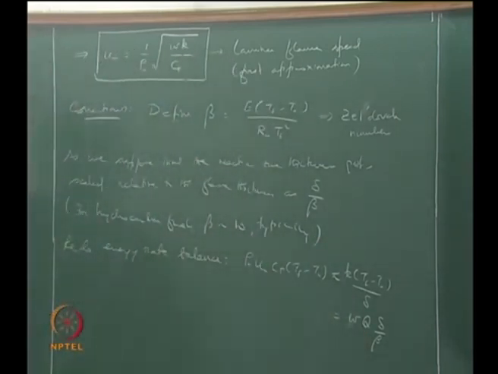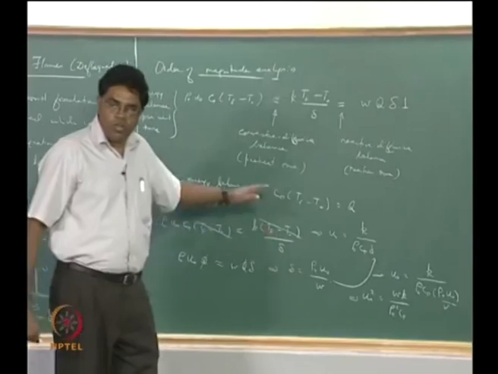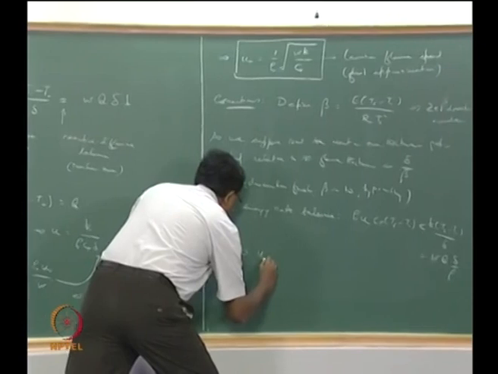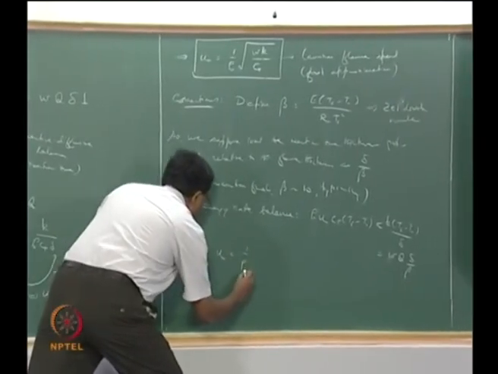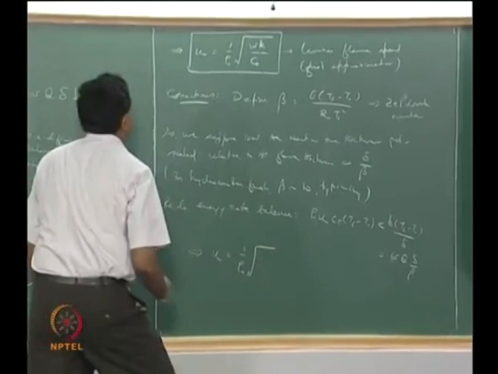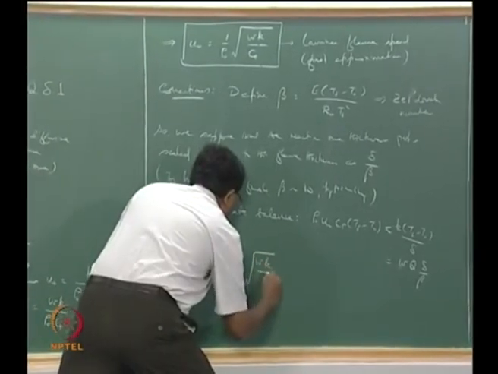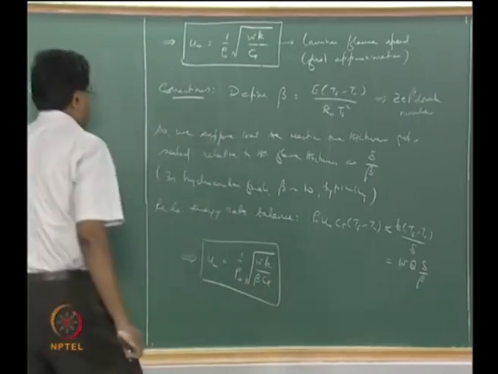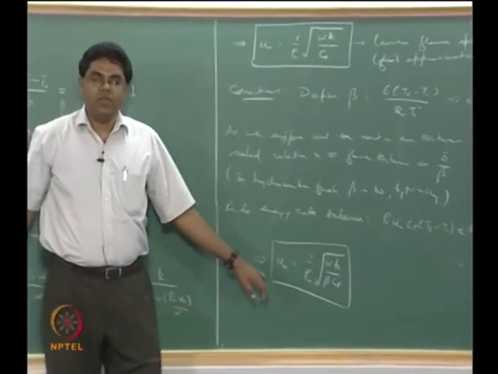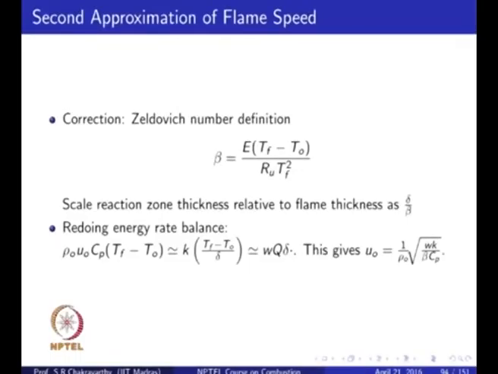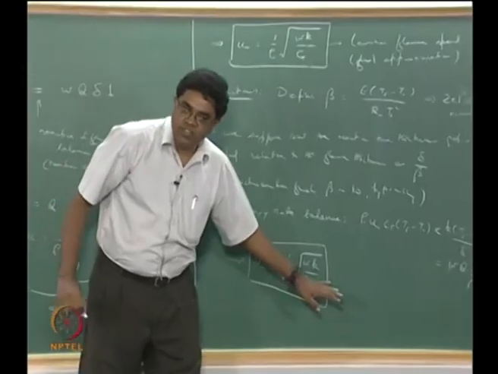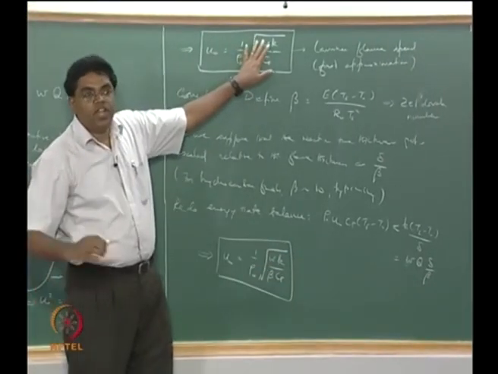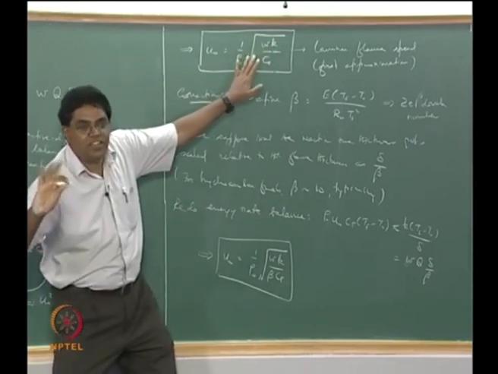If I now do all these things, so I go through the same rigmarole, right? And what should I get? I should now get my U naught to be equal to 1 over rho naught square root of W K divided by beta Cp. So that means that the second estimate that we have for the flame speed is a little less. How much is it less? It's like square root of 10 less. That's about 3 times less, so this was predicting about 3 times more, still within an order of magnitude. 3 is of the order of 1.